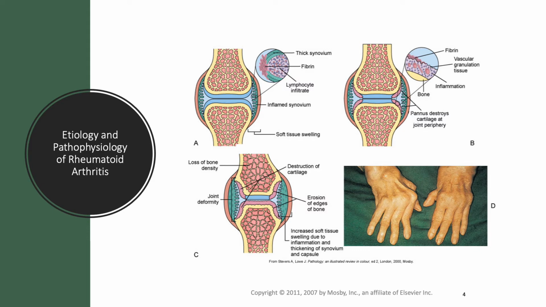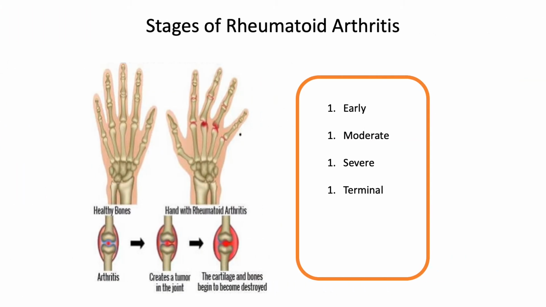That's rheumatoid arthritis. There are different stages of rheumatoid arthritis, and you can see a picture of the healthy bones of a hand compared with a hand that has rheumatoid arthritis.